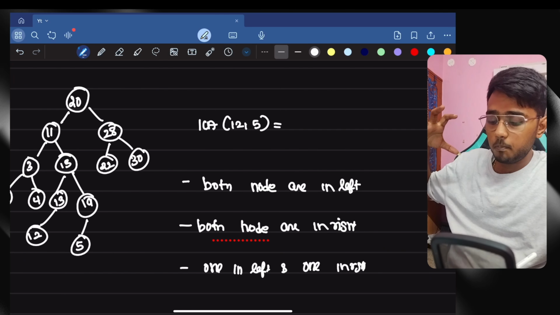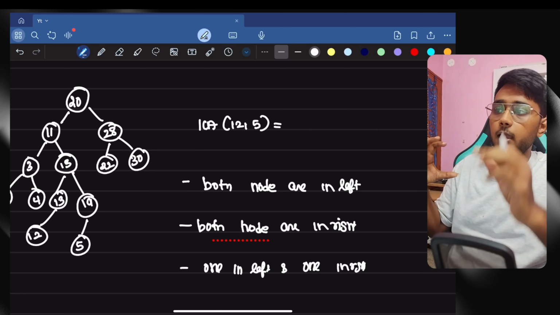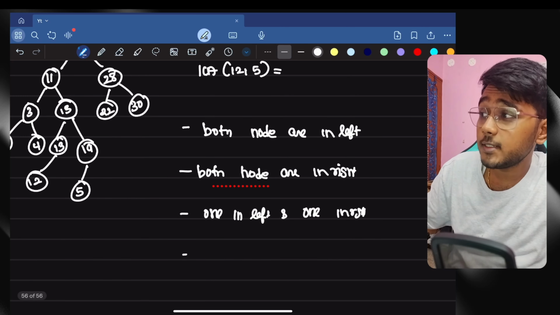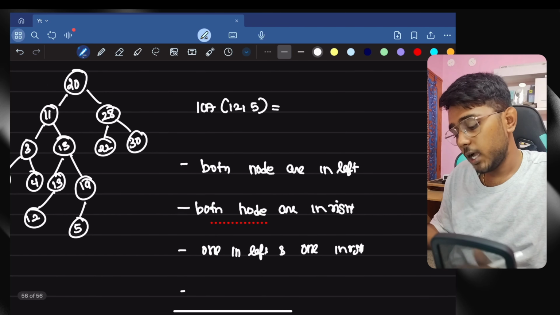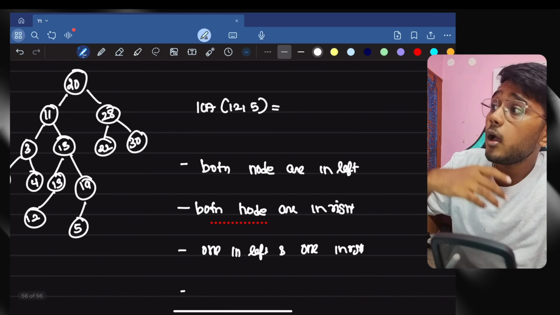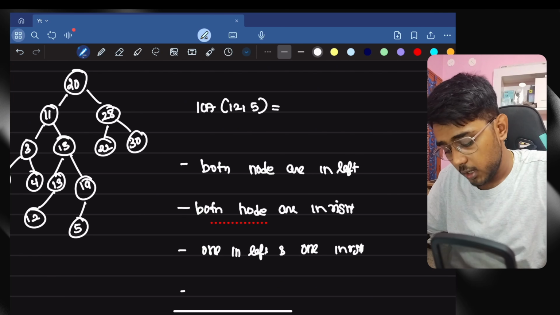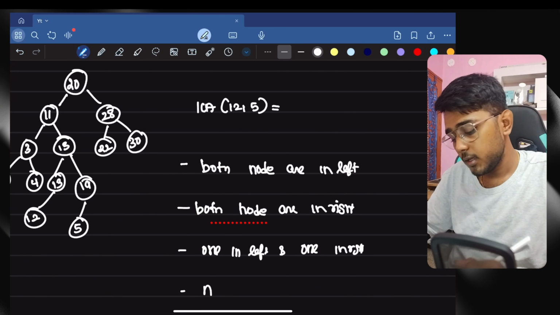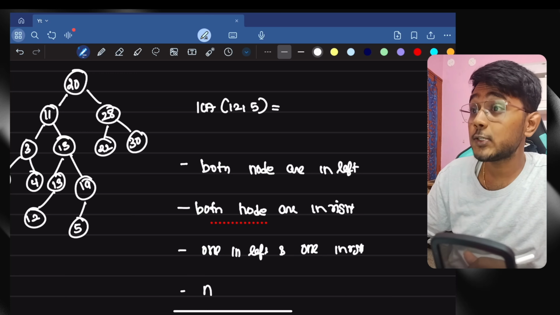So one P node can be on the left side and a Q node can be on the right side. That could be one possibility. The last base case is a little tricky, guys, which is that a node can also be an ancestor of itself. So any one of the nodes can be it. That's the last base case. Now with this in mind, let's solve this problem.